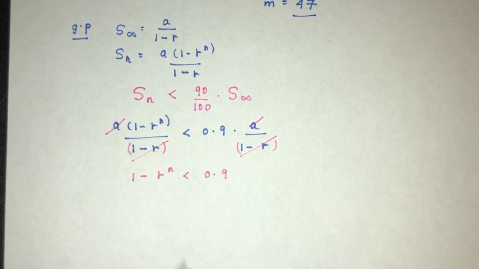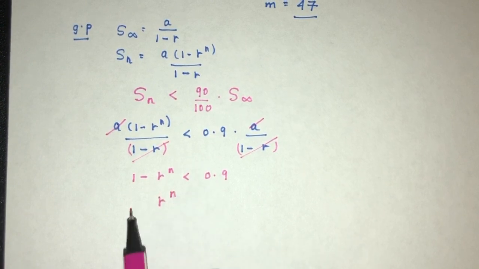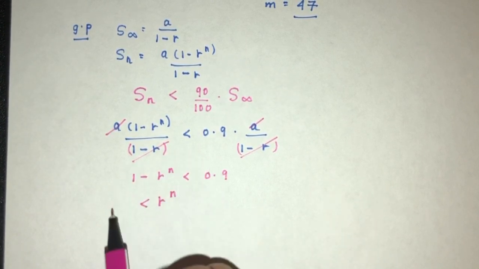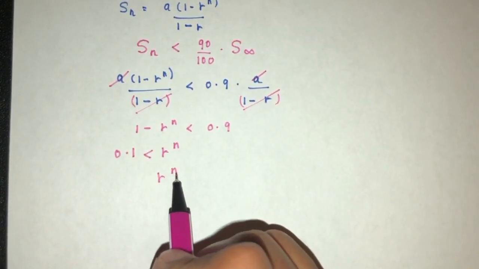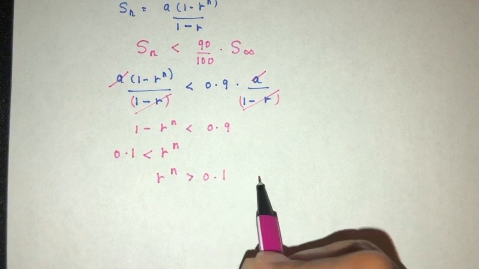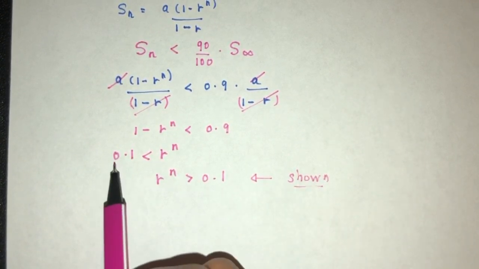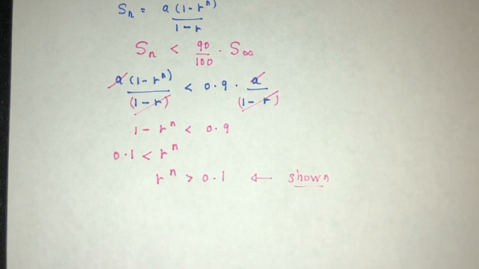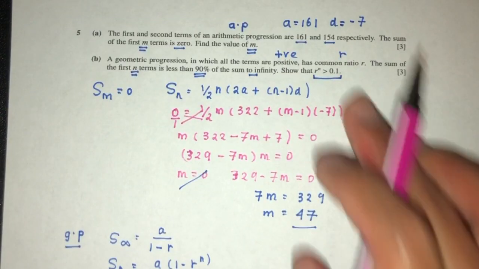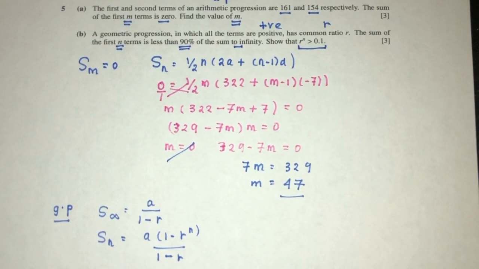Now we can send this one over here, you will have r power n, and this one over here should be 0.1. So this is the same as saying r power n should be more than 0.1, shown as required. Because if 0.1 is less than r power n, it means that r power n should be more than 0.1. This is shown as required for part B.